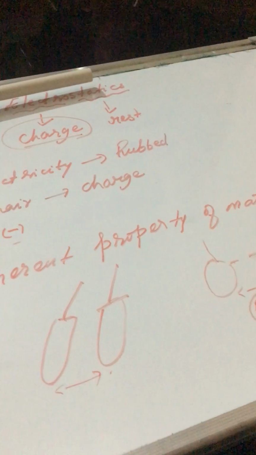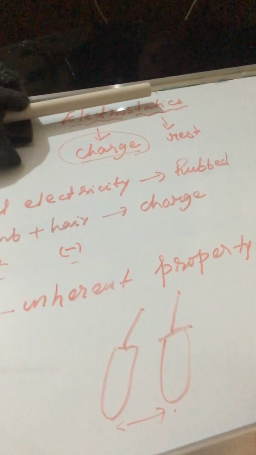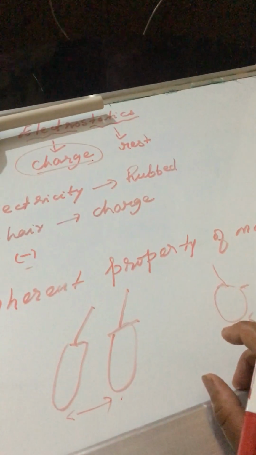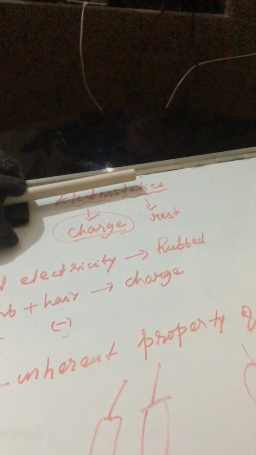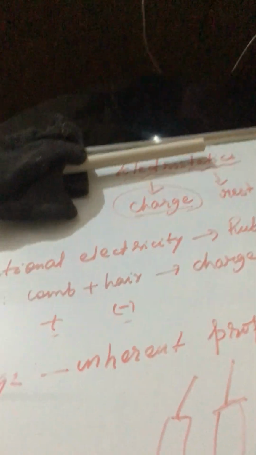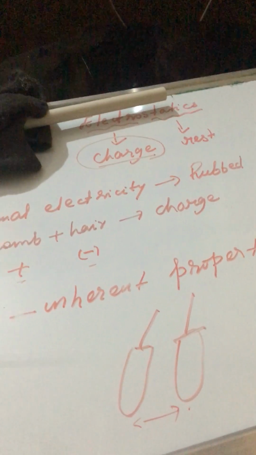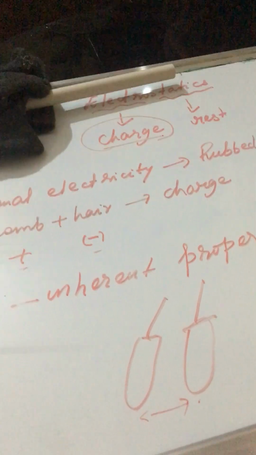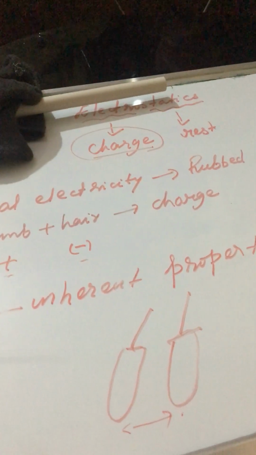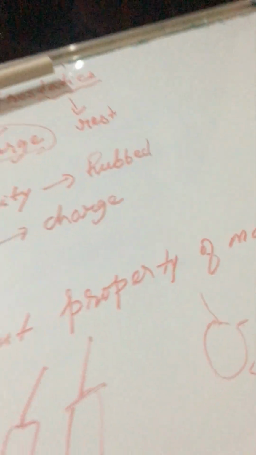One more example, let me add to it: when we rub our hair with a comb, then our hair expands, it turns frizzy, right? Why is it so? Because the hair got the same charge and they repel each other.